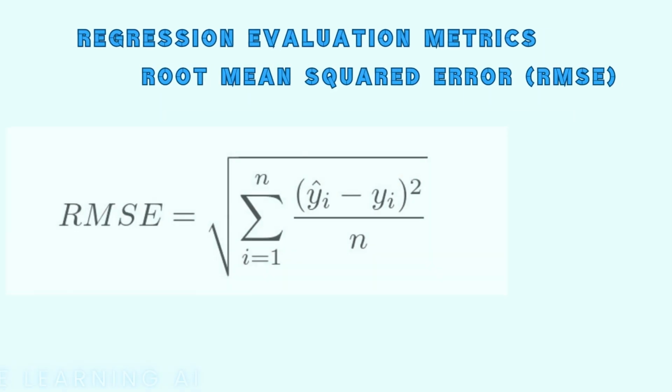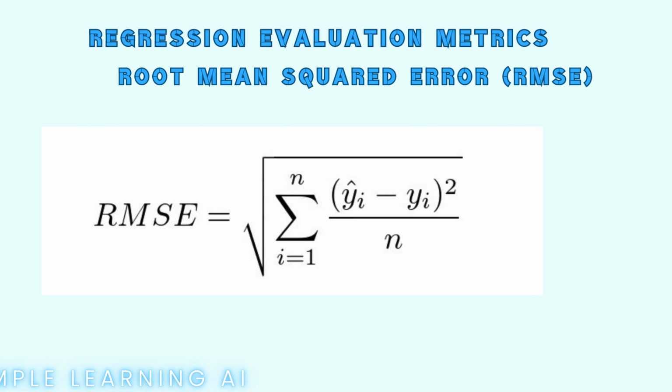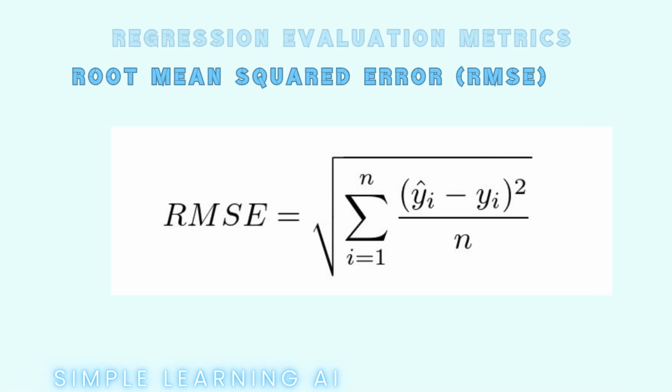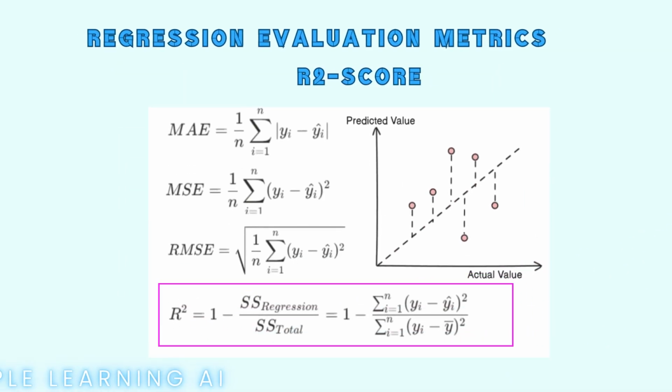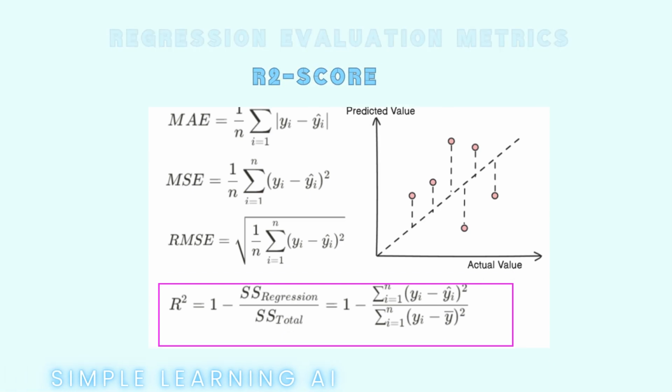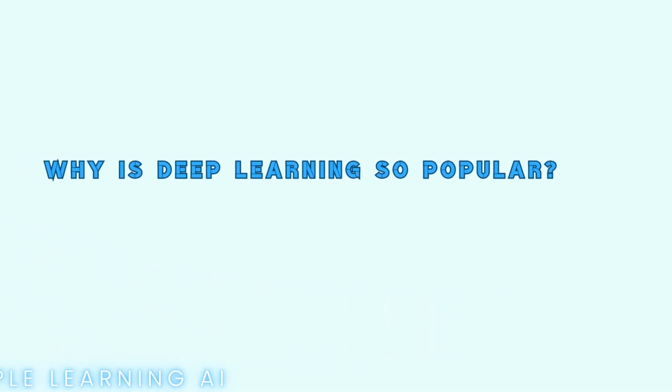Root mean square error, RMSE, is a metric that can be obtained by just taking the square root of the MSE value. R2 score. The coefficient of determination, also called the R2 score, is used to evaluate the performance of a linear regression model.